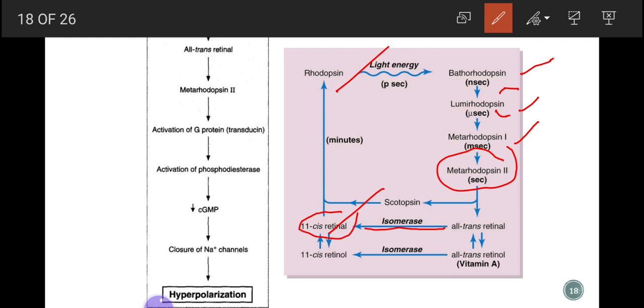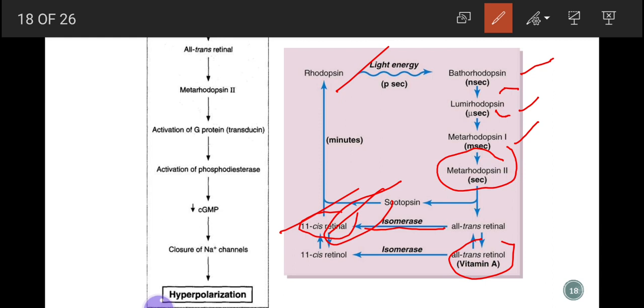Once the 11-cis retinal is formed, it automatically recombines with the scotopsin to form the rhodopsin, which is stable until it is decomposed once again by the absorption of light energy. Next, what is the role of vitamin A in the formation of rhodopsin?